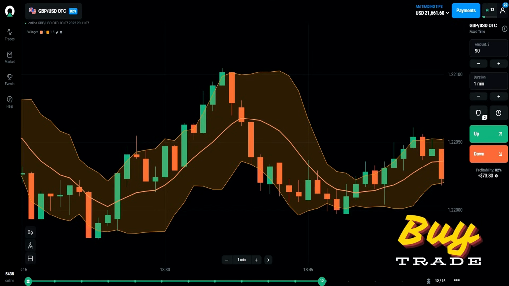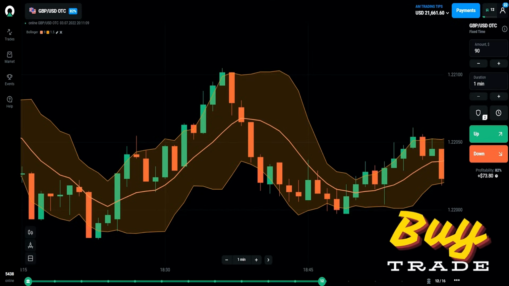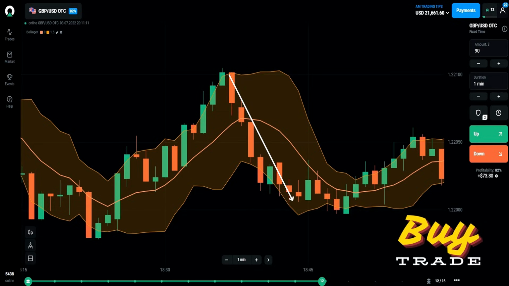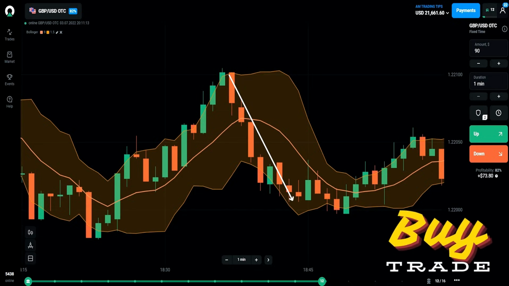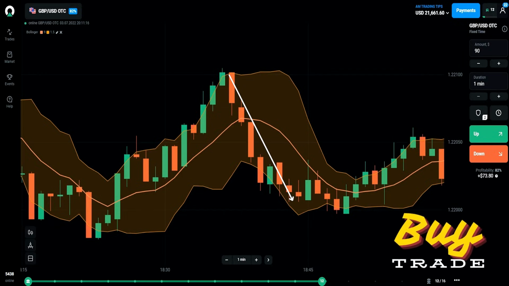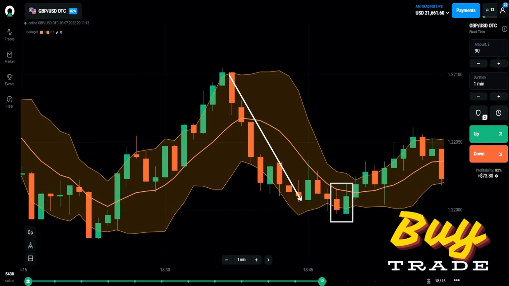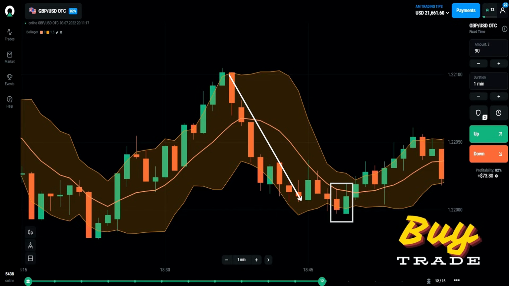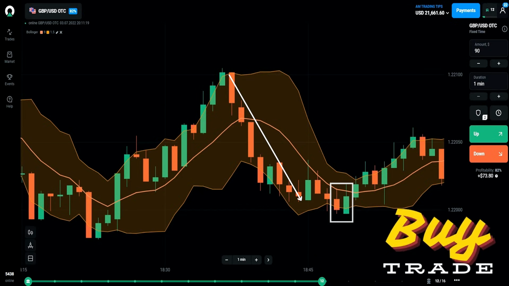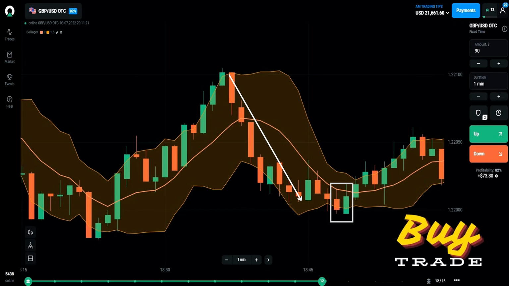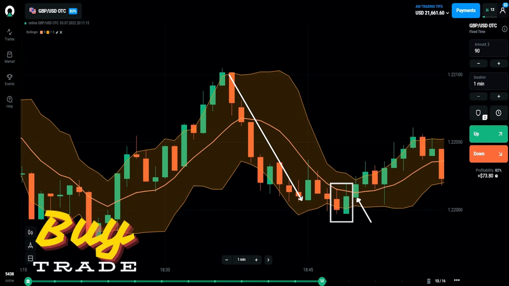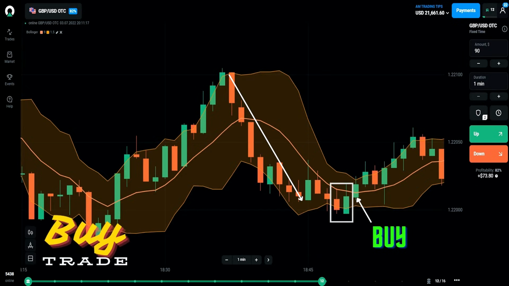Now let's flip it for a buy trade. The logic is the exact same, but reversed. Step 1. We wait for the price to touch the upper band, and then drop down to touch the lower Bollinger Band. Step 2. Watch closely for a bullish engulfing pattern, a strong green candle that engulfs the previous red one. When you see this confirm on the chart, the market is ready to bounce back up. Take a buy trade on the next candle for 1 minute.